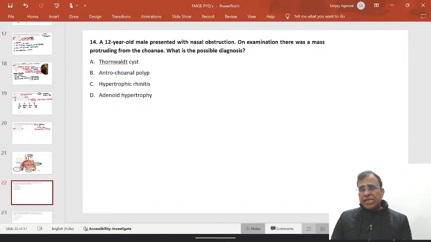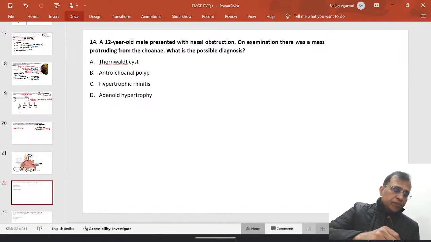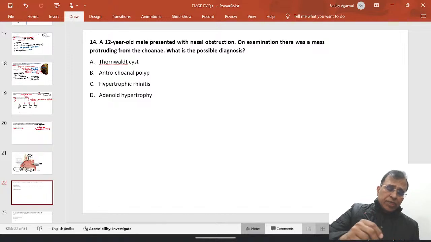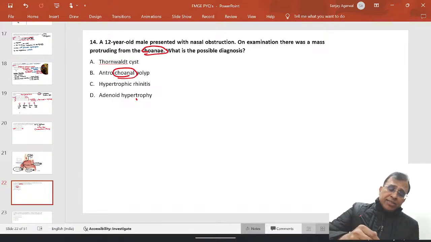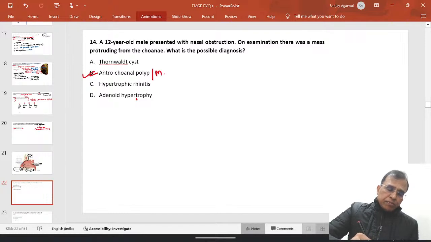Now suppose you don't know the answer. It's a very simple question. See, there's the word choana here and the word choana here. The word is matching, so this should be the likely diagnosis. And this is actually the correct answer. Endochoanal polyp is the other name for maxillary polyp.